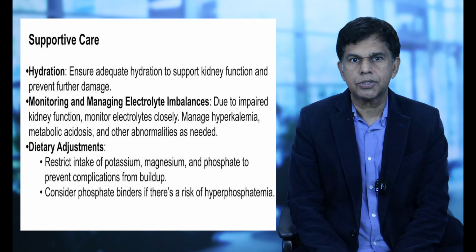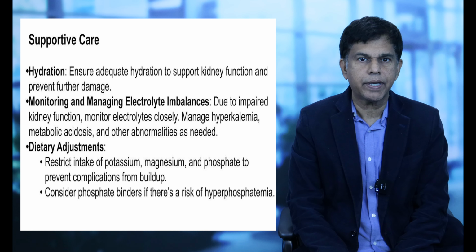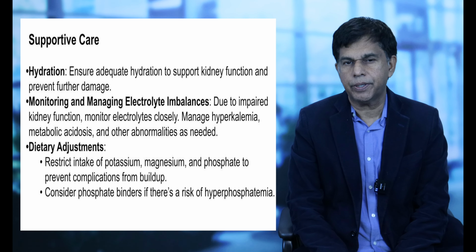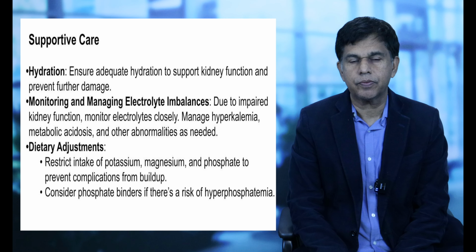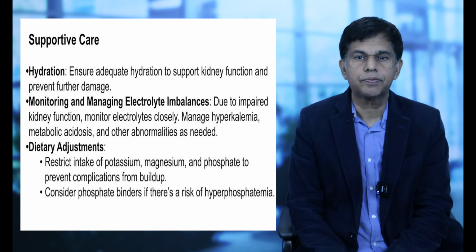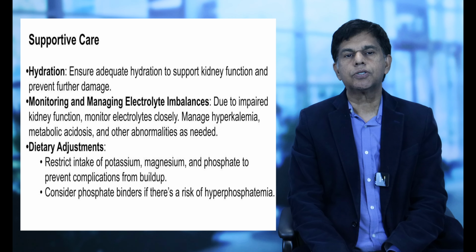Now, supportive care: you can start IV fluids, monitor, and manage the electrolytes, hyperkalemia, metabolic acidosis, and other abnormalities. Dietary adjustment: you want to restrict intake of potassium, magnesium, and phosphate to prevent complications from buildup. Consider phosphate binders if there is a risk of hyperphosphatemia. So now let's go for a question.